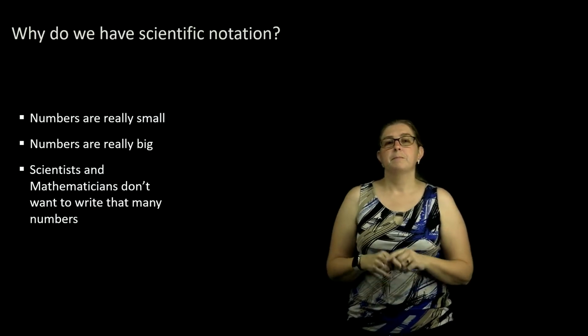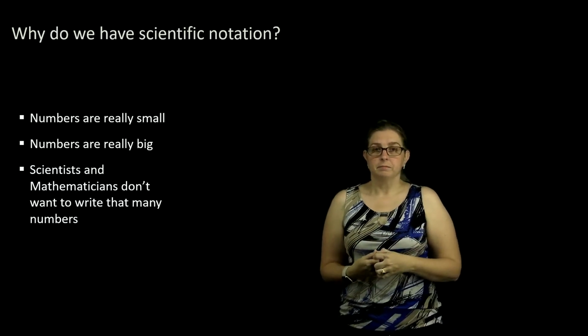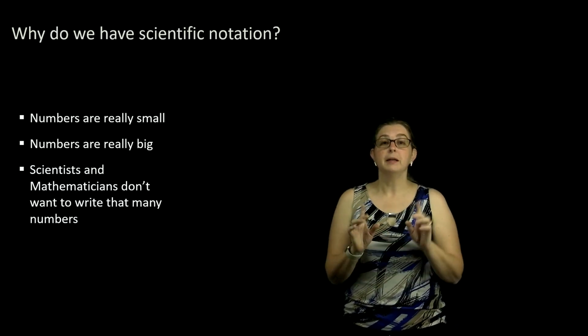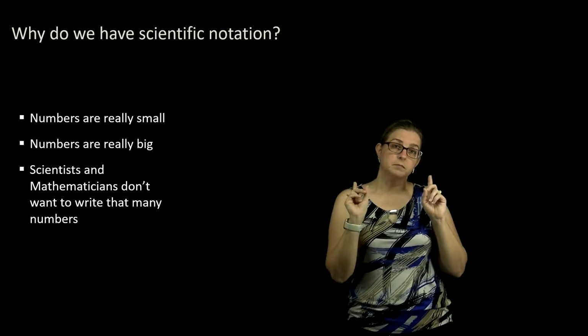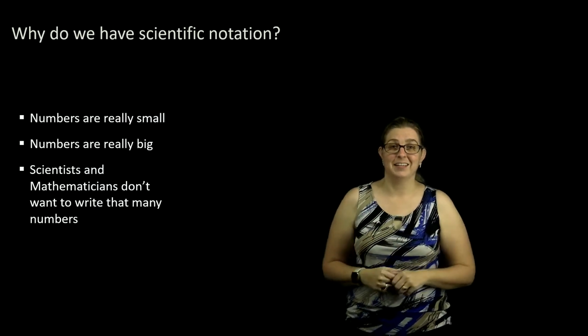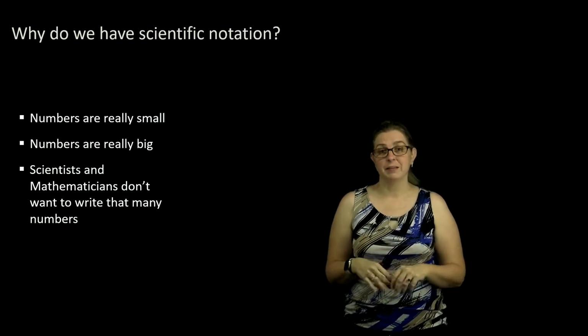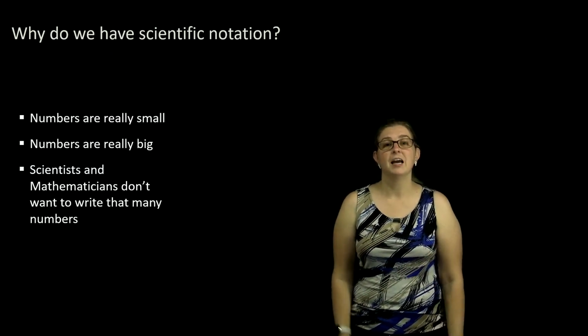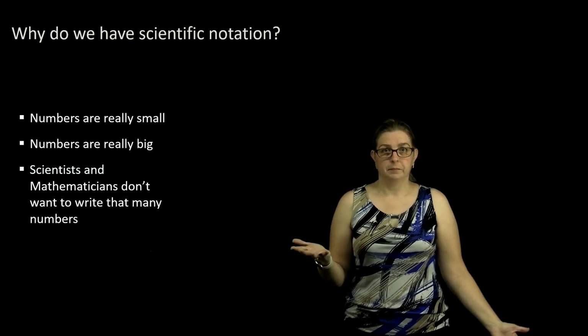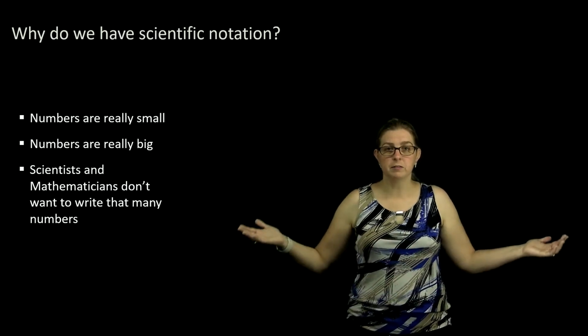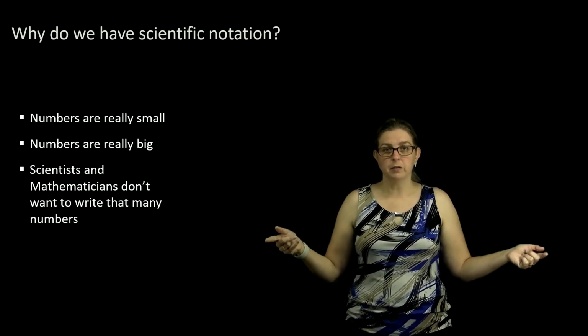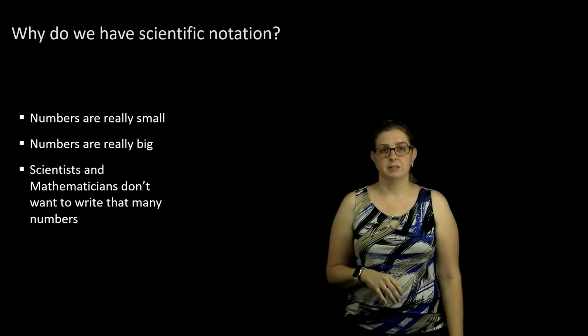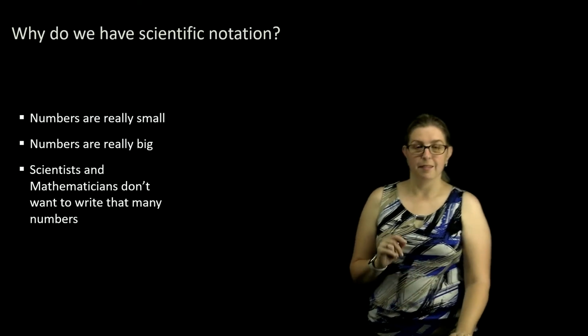But, in my opinion, nobody ever asked my opinion, but in my opinion, mathematicians are lazy. Now, I have an undergrad in math. I spent a lot of time with mathematicians. Mathematicians are lazy, and they do not want to write out all those zeros. So they came up with scientific notation. That is why we have it.